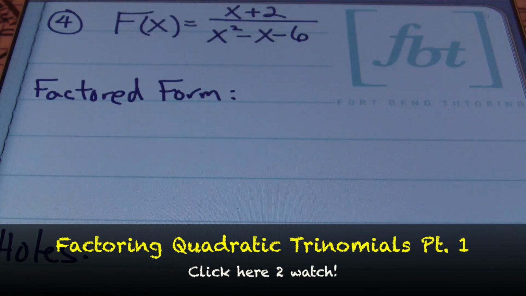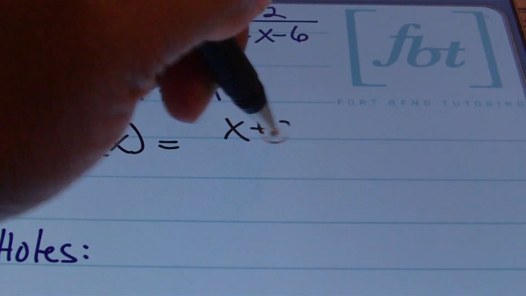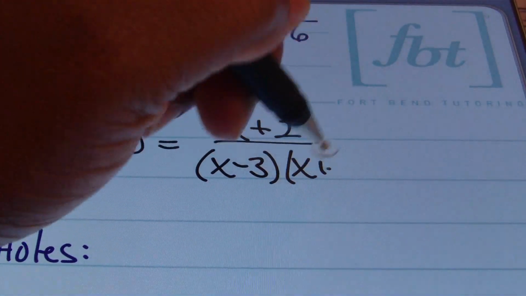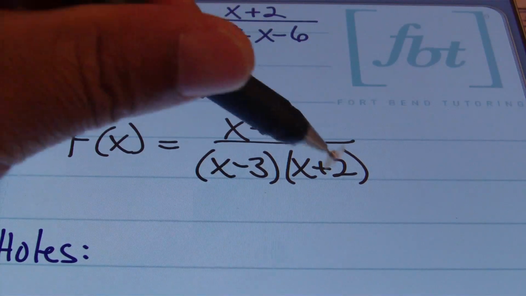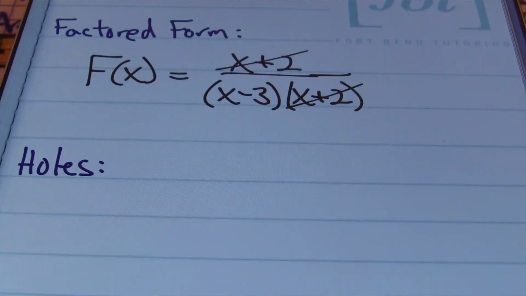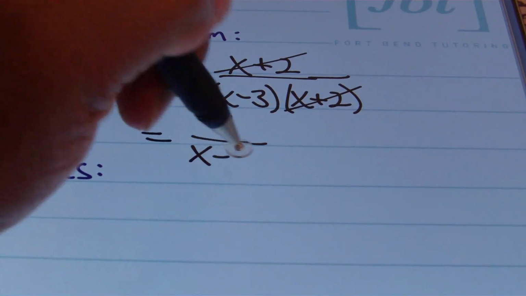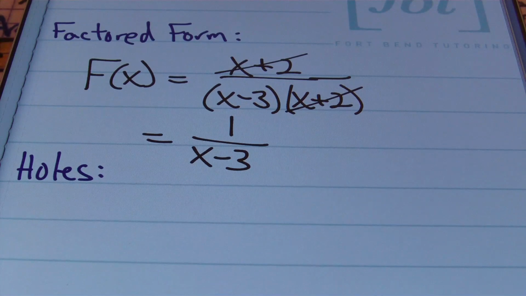So factoring this, f of x can be factored to become x plus 2 divided by the quantity of x minus 3 times x plus 2. There you go. That's the factorization of our rational function f of x. Notice that our x plus 2's can cancel. Canceling those out, we now have a simplified version of our original function, that is 1 divided by x minus 3.